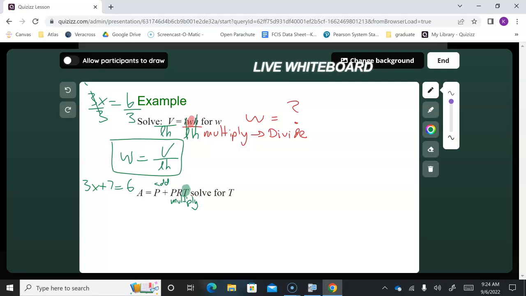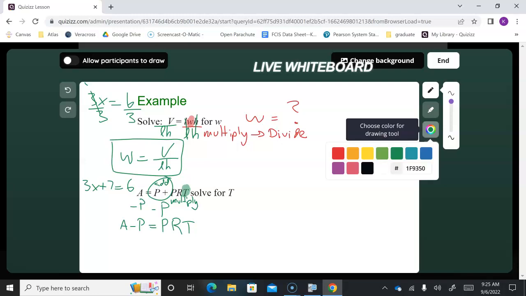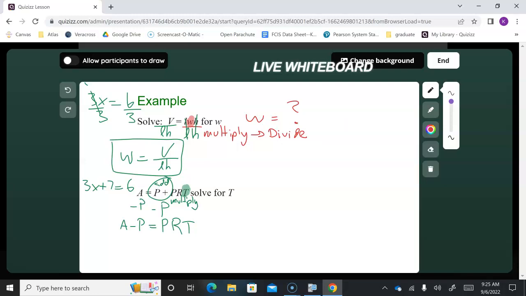In order to undo the addition, I had this P being added to PRT. I'm going to go ahead and subtract P from both sides. So I have A minus P equals PRT. I undo that addition first by doing subtraction. You always undo addition and subtraction first. So PRT. Now, what am I going to divide by to get T by itself? P and R.